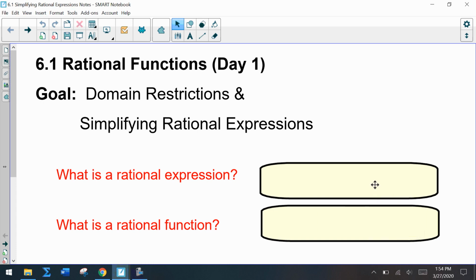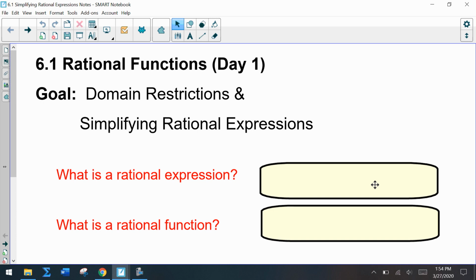So we're going to begin our next unit on rational expressions, equations, and functions. We are going to start by talking about domain restrictions and simplifying rational expressions. We're going to practice multiplying and dividing rational expressions, and simplifying complex fractions. We're going to add and subtract rational expressions, and we're going to solve rational equations.